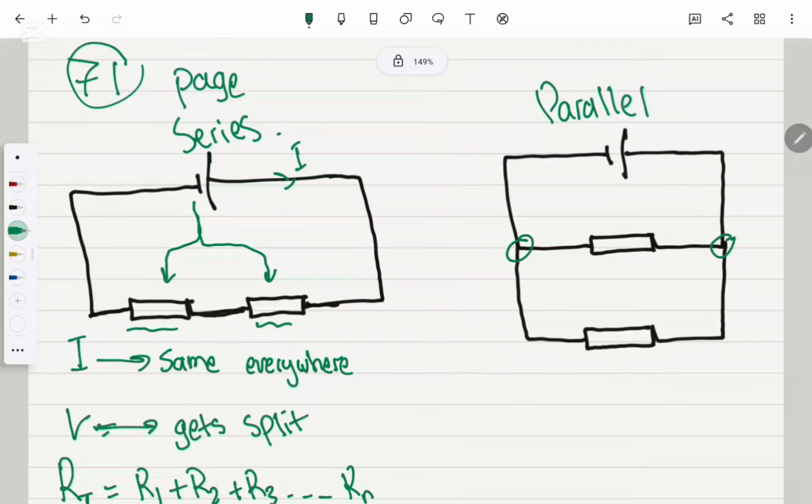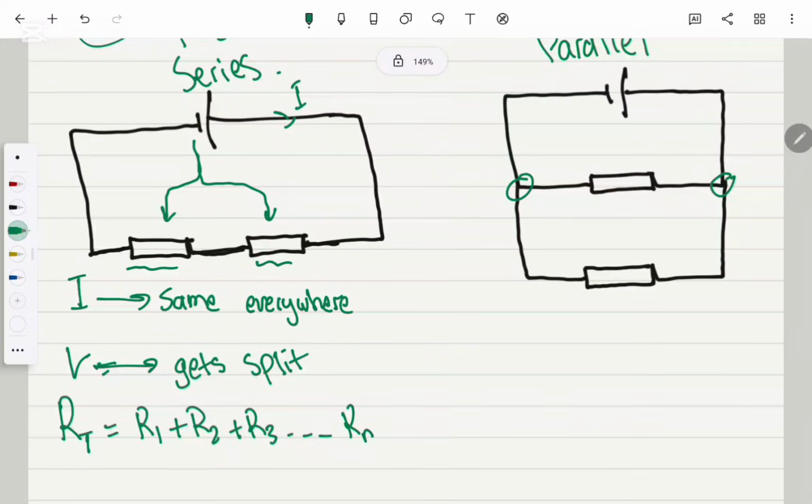All right, moving on to the parallel circuit. Okay, it has the opposite rules of the series circuit. In the series circuit, we said that the current is the same everywhere, but the voltage splits. Here I want to tell you that the voltage is the one that's the same everywhere. Okay. And the current gets split.